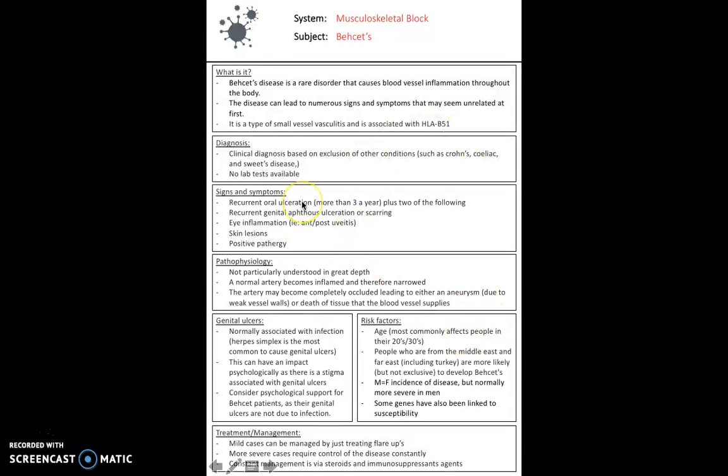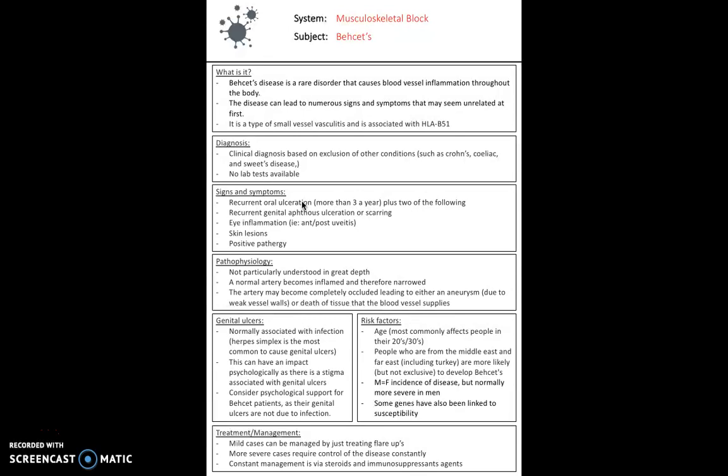So the signs and symptoms you'd see in Behcet's disease include recurrent oral ulceration, and by recurrent we mean more than 3 a year, plus 2 of the following: recurrent genital ulceration or scarring, eye inflammation, so uveitis, skin lesions, and positive pathergy.